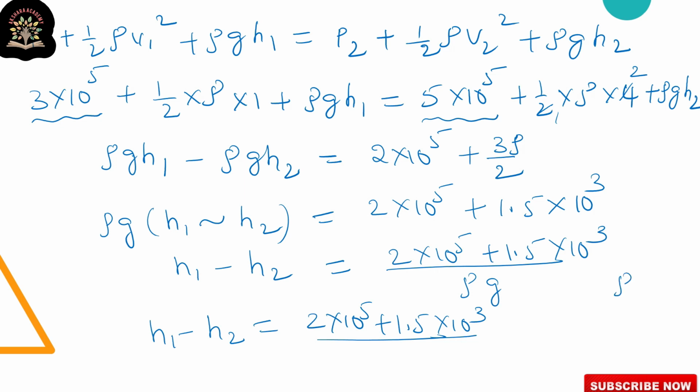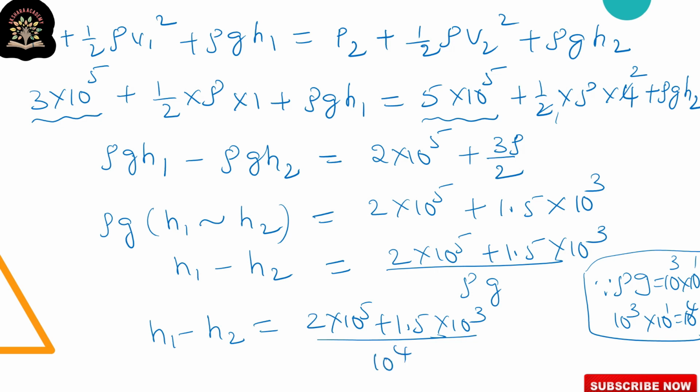Here rho means 10 cube, and the g value is 10. So 10 cube into 10 is how much? 10 to the power of 4. So rho g value is 10 to the power of 4, and here I am directly substituting 10 to the power of 4.